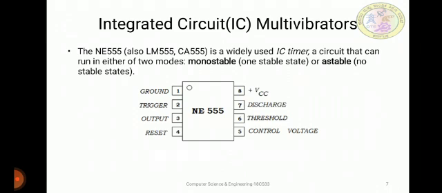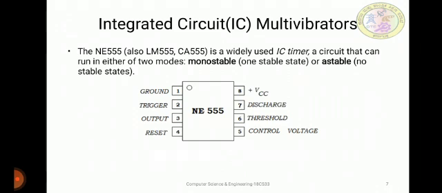And we have pin 5, that is the control voltage. This pin controls the timing of the 555 by overriding the 2/3 VCC level of the voltage divider network. By applying a voltage to this pin, the width of the output signal can be varied independently of the timing network. When not used, it is connected to ground via a 10 nanofarad capacitor in order to eliminate noise there.